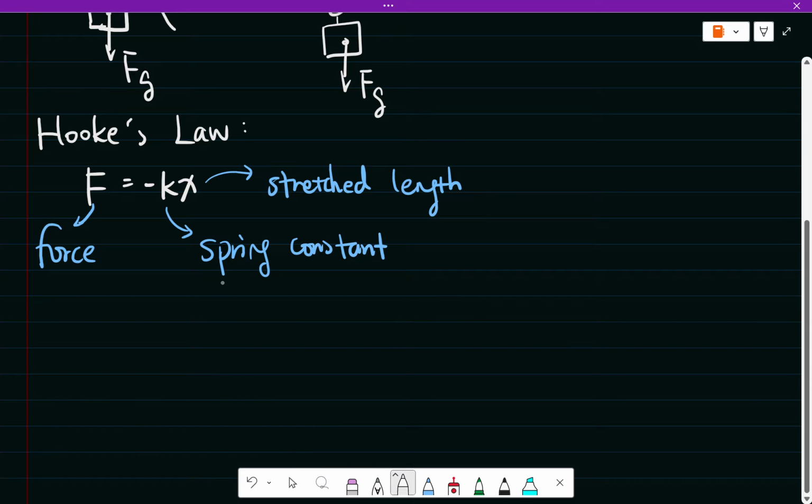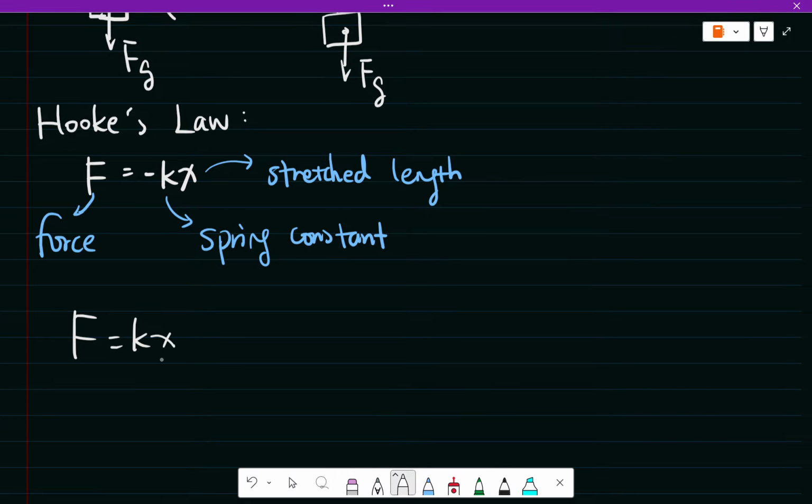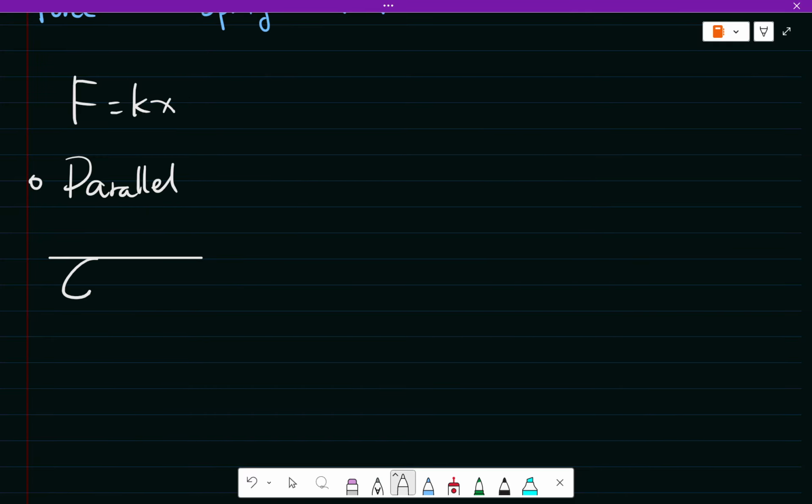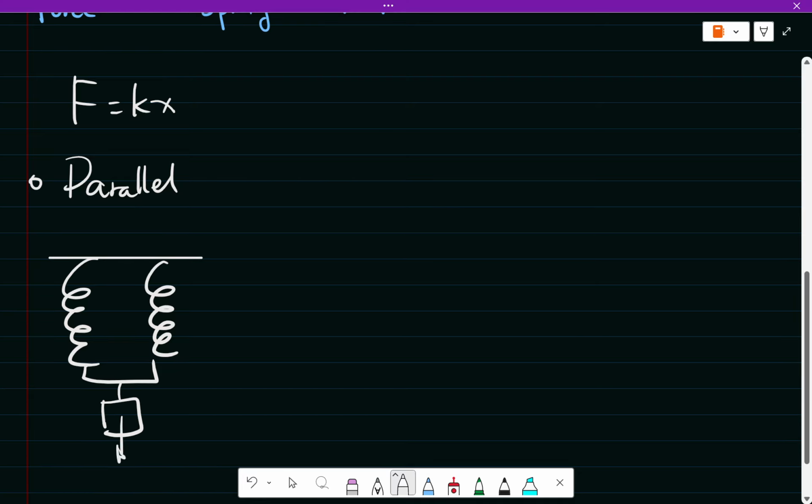As we learned before, or potentially learned before, Hooke's law says F is equal to negative kx, where F is the spring force, k is the spring constant, and x is the stretched length. In this video, we will just drop the negative sign and say F is equal to kx. Let's look at the first scenario, the parallel configuration, where two springs are arranged in a parallel way and attached to a mass at the bottom.